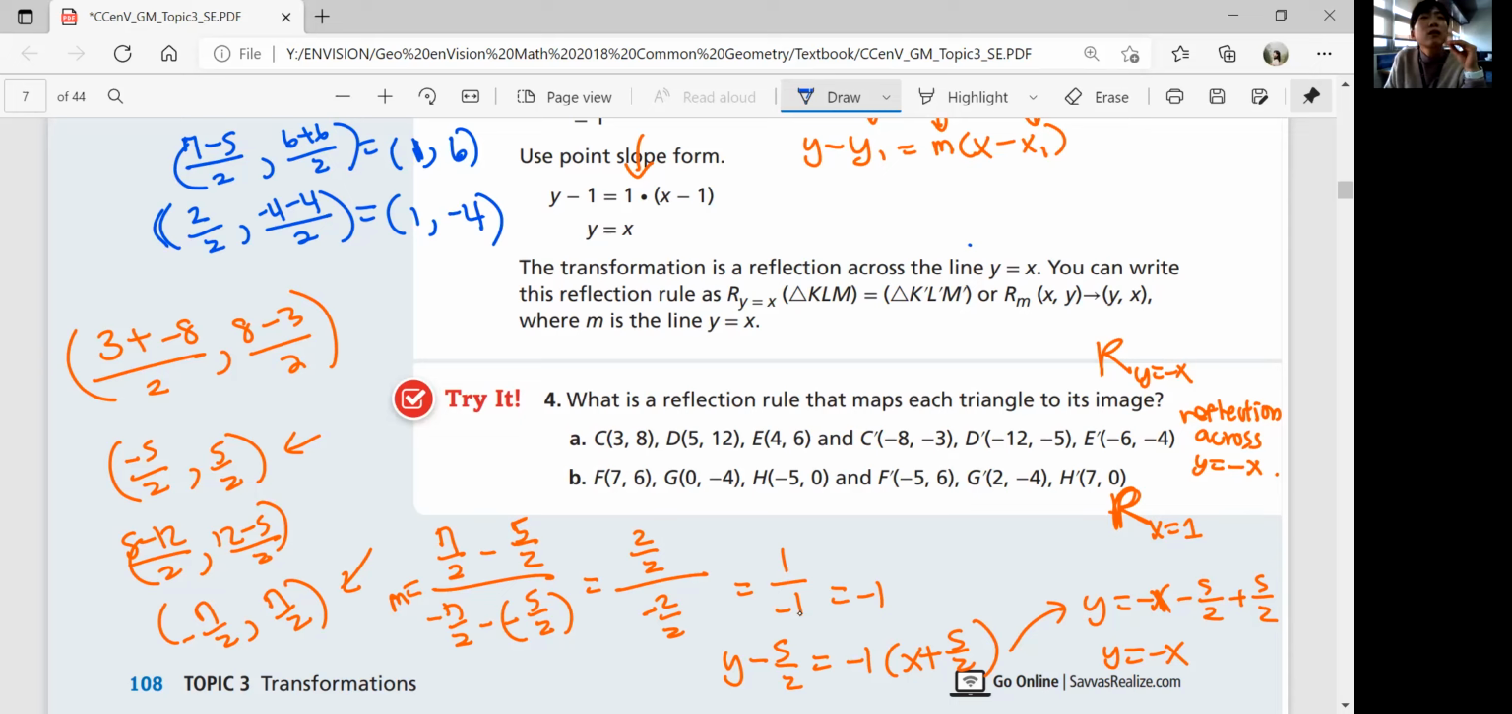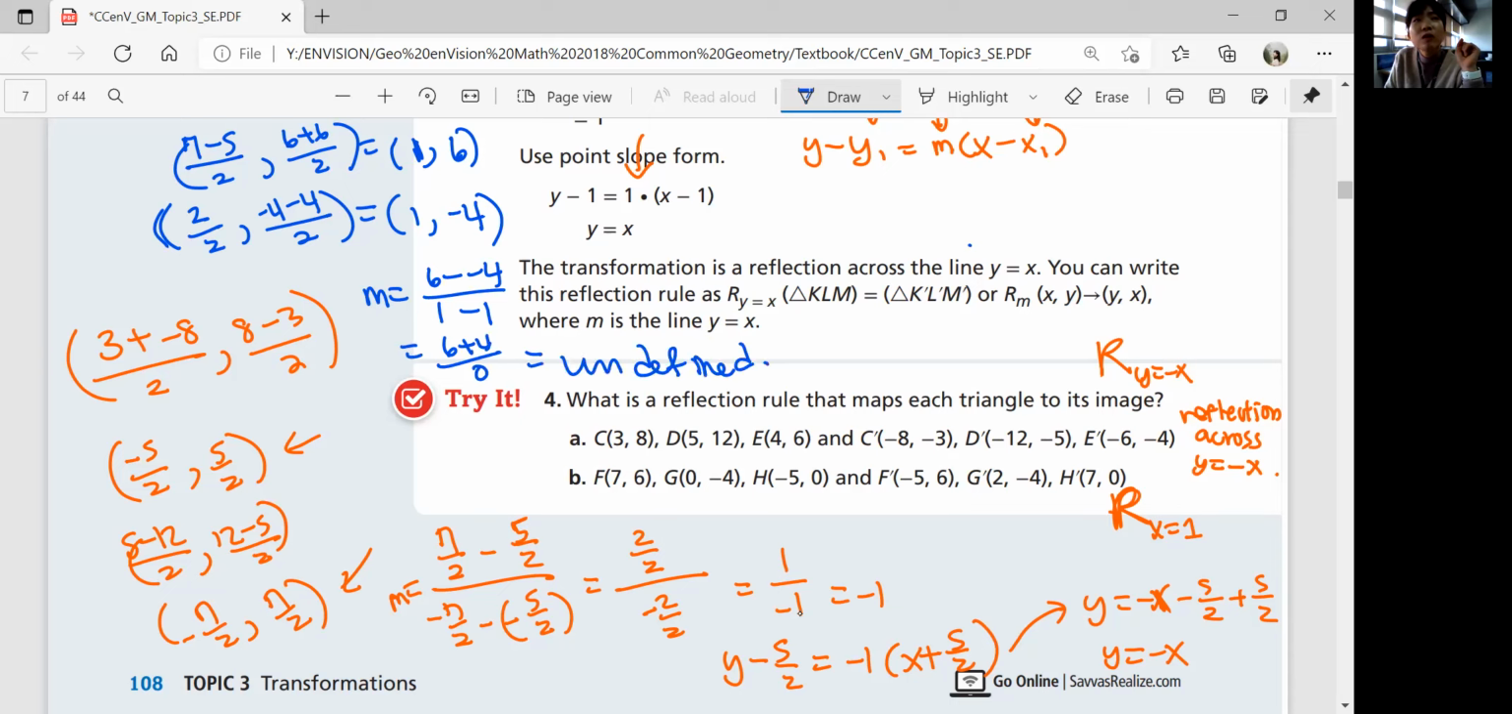Okay, so we got 2 points: (1, 6) and (1, -4). Find the slope for that. Okay, 6 minus -4 over 1 minus 1. That's 6 plus 4 divided by 0. What is that? Undefined slope.